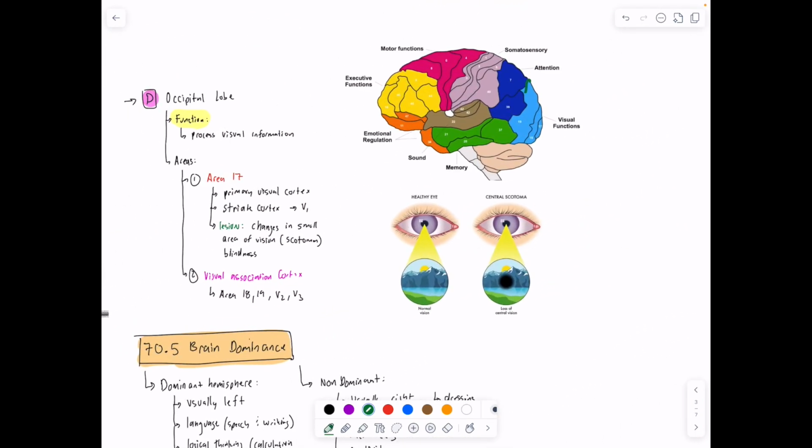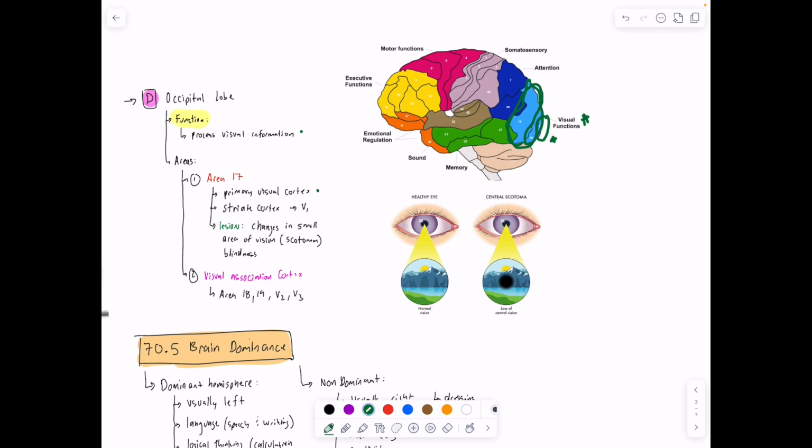Then we have occipital lobe. Occipital lobe is back here. Of course, we also know occipital lobe has to do with the eyes, so it's processing visual information. We have area 17, area 18, and area 19. Area 17 is the primary visual cortex, the very back, the very caudal part, and you have the striate cortex there as well as an area called V1.